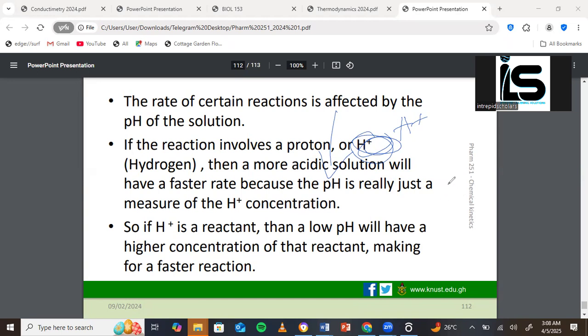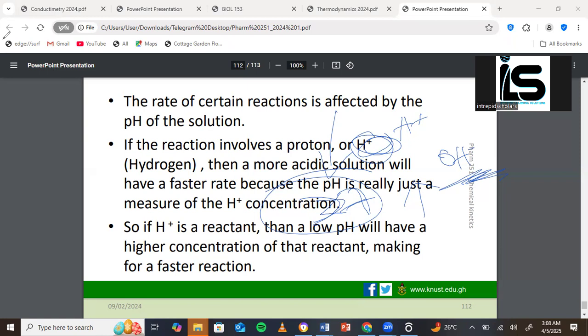Now, in a reaction where we have OH minus as part of the reactant, right? When we have a very high pH, that's above 7, it means the solution has excess of OH minus ions, right? And that reaction will be faster. So that is how we explain the effect of pH on the solution.